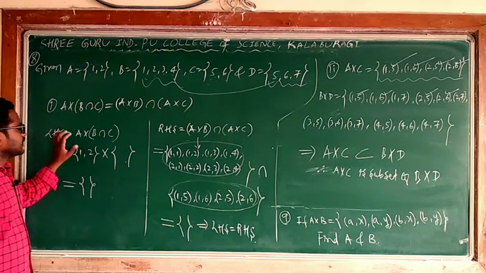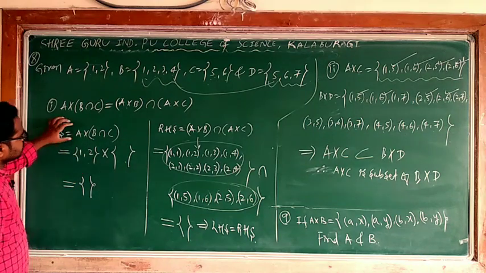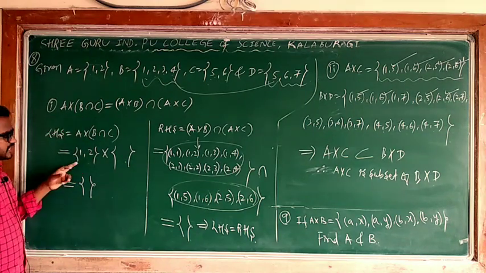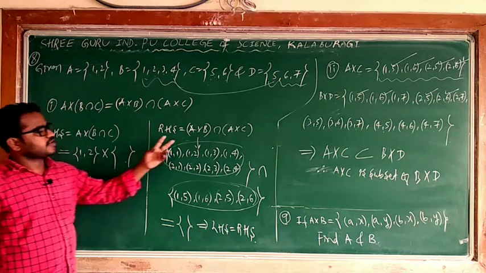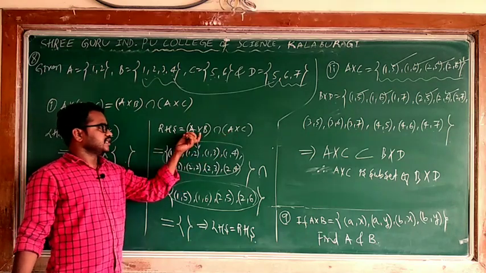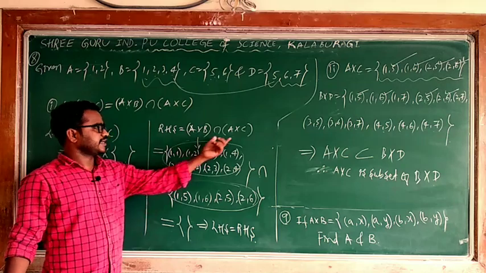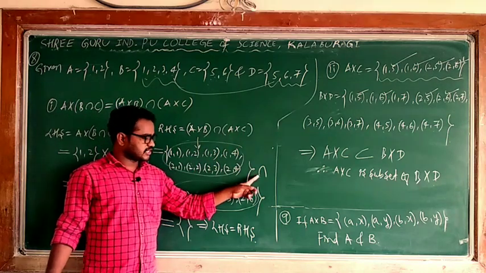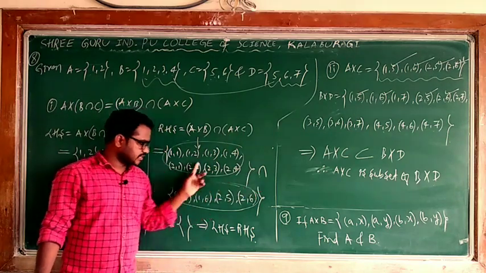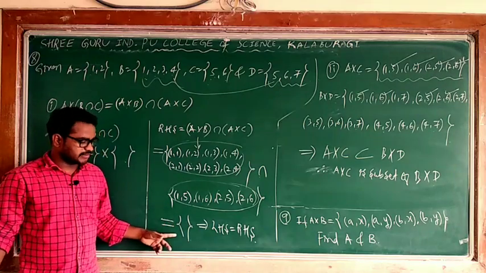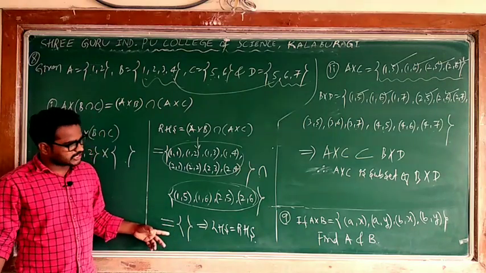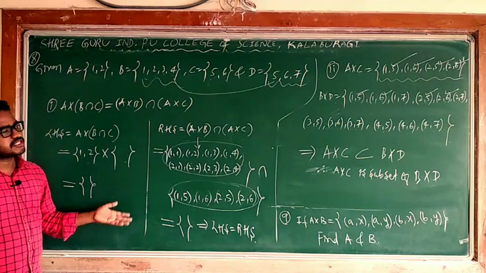See the thing, nothing I took here. This is, I took B cross C is empty. Empty with any set is empty always. Then A cross B intersection A cross C. A cross B means you take the Cartesian product. A cross C, in between I kept intersection, which means that you should get some common element. If there is no common element, you can say empty. When these two are equal, LHS is equal to RHS.